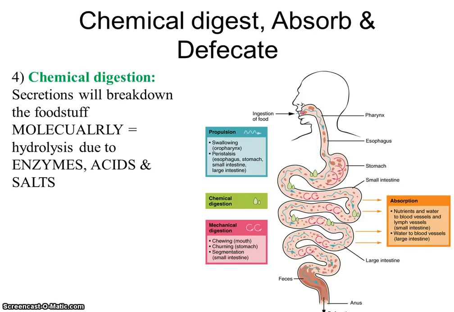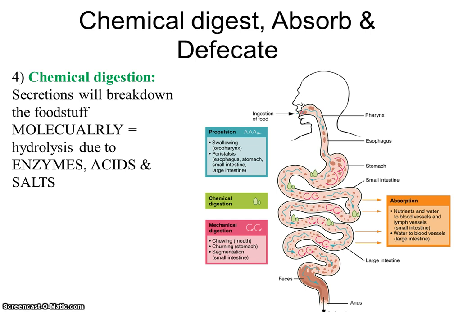Okay, and this video starts with the rest of the actual functions or processes done by the digestive system. We've covered the mechanical and physical digestion and the propulsion. So here's the chemical digestion, which then allows you to absorb. And of course, defecation is just the result of anything that couldn't come in or wouldn't come in.